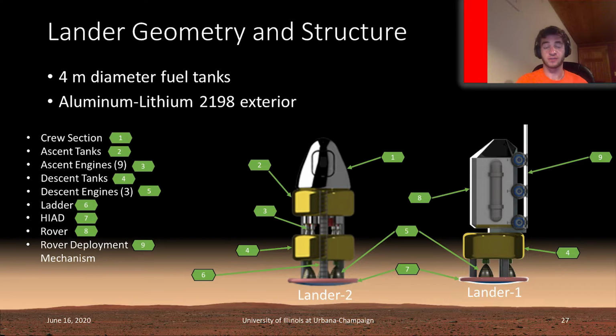Lander 2 has a fully fueled mass of 53 tons, and Lander 1 has a fully fueled mass of about 25 tons. Lander 2 is about 15 meters tall, and Lander 1 is about 13 meters tall.